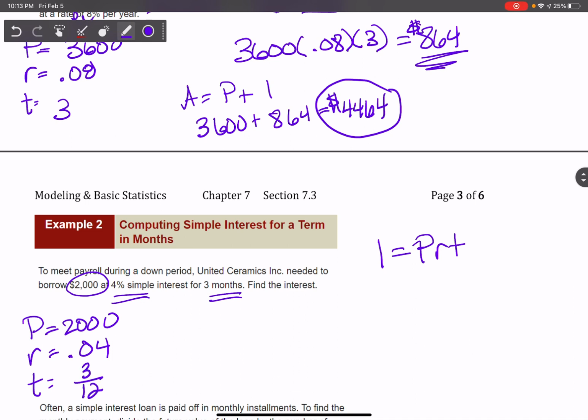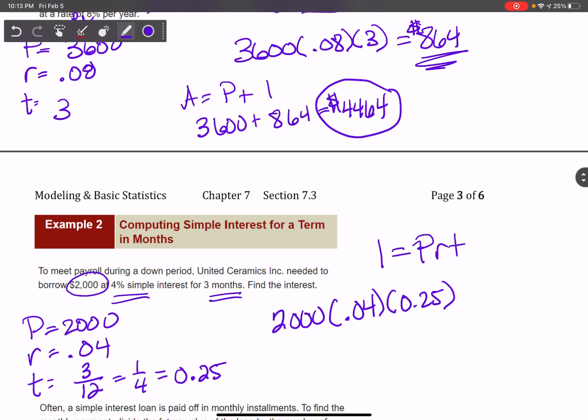So 3 months is really just 3 out of 12, which can also be written as 1/4, which can also be written as 0.25. We don't really want to deal with fractions, which is why we learned how to turn our fractions to decimals. So I can now solve this, where 2,000 is my principal, 0.04 is my percent, and 0.25 is my time. Punch that into your calculator. And we get $20. So my interest will be $20.